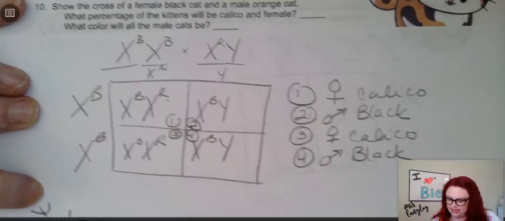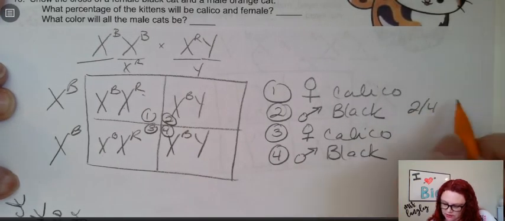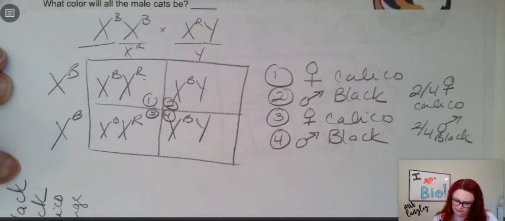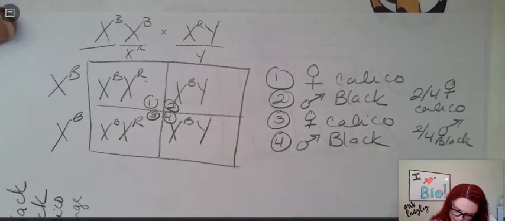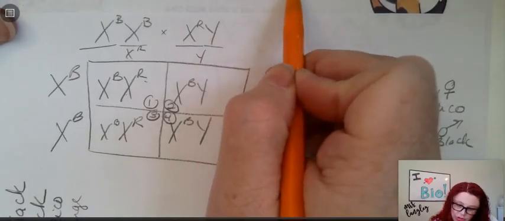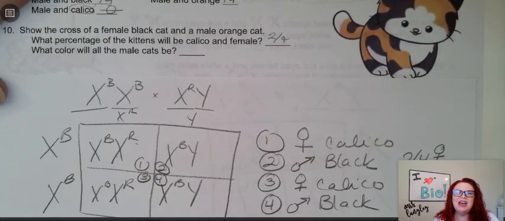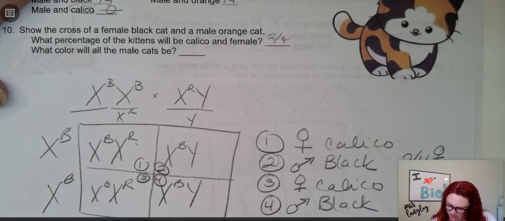So in this case, I wind up with 2 out of 4 female calico and 2 out of 4 male black. So what is it asking for? What percentage of the kittens will be calico and female? 2 out of 4. You could also say 1/2. And what color will the male cats be? Well, the male cats, they were all black.